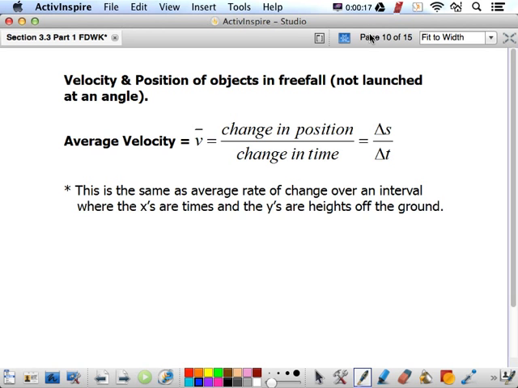Okay, this is going to build into our study of velocity and position of objects in free fall, and that just means that they're not launched at an angle. They're either thrown straight up, straight down, or dropped.